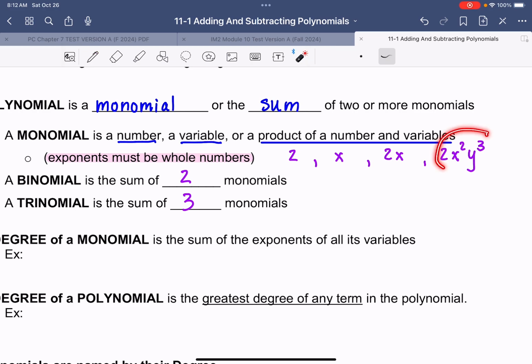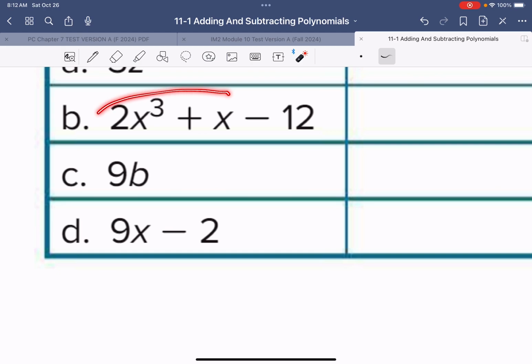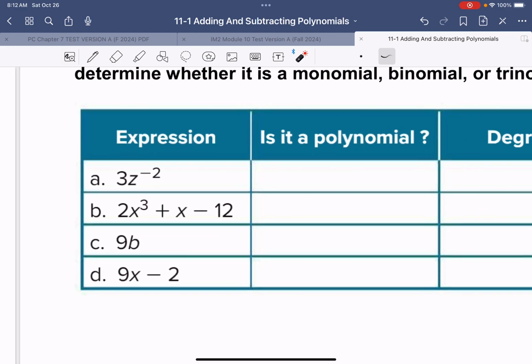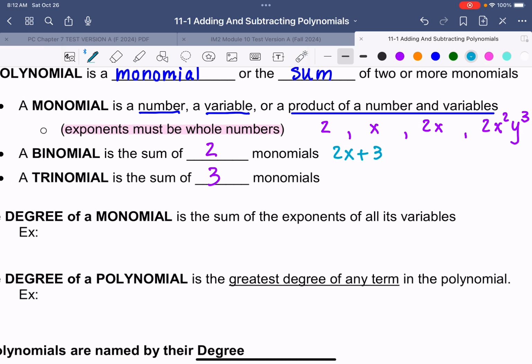Now, notice a product does not have any addition or subtraction. Okay, so once we see something like this down here, this is no longer a monomial. This has 3 terms, 1, 2, 3, whereas C would be a monomial because it's 1 term. All right, so again, an example of a binomial, it's the sum of 2 monomials, something like 2x plus 3, as long as you have the terms separated by addition and subtraction. Okay, a trinomial will have 3 terms, so we can have something like x squared plus 2x minus 5.